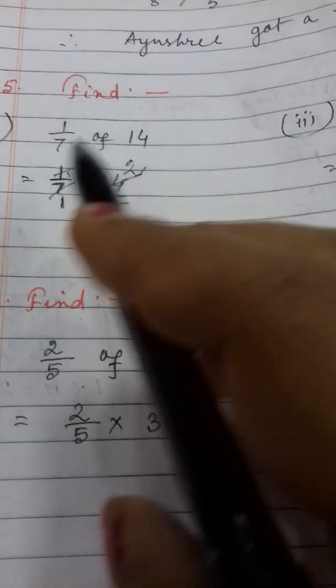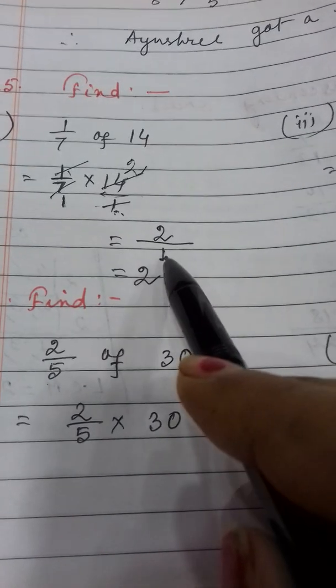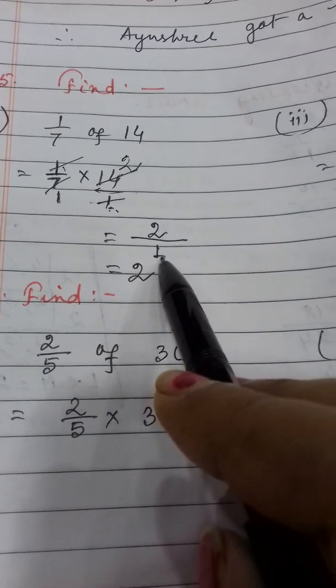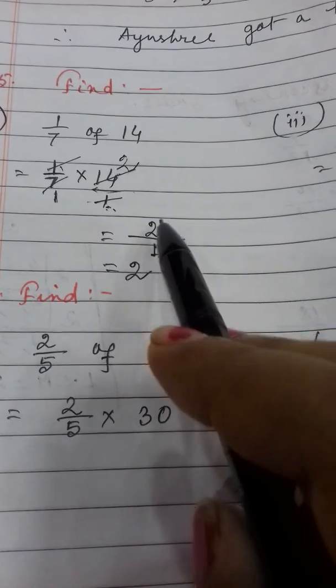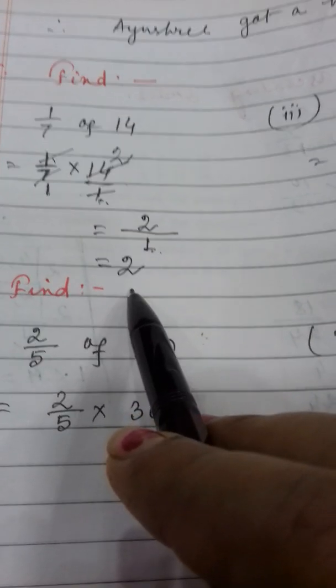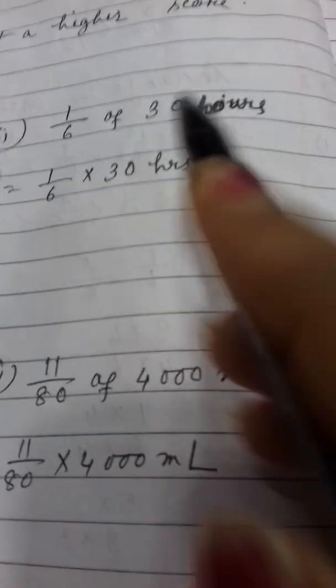Understood or not? So have you understood? In the denominator, if there is 1, we just neglect it. So we don't write 1. So 2 by 1 means it is actually 2. Clear?